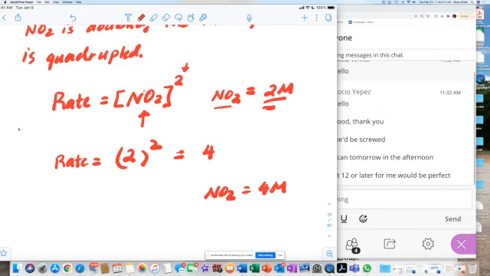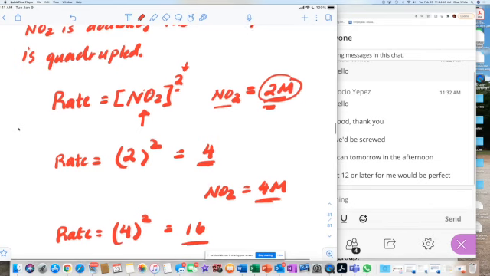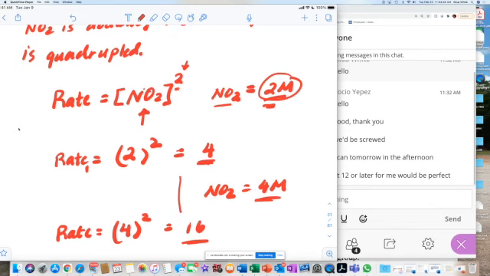NO2 always influences the rate in a second order way, okay? So now I can figure out the new rate of reaction when NO2 is doubled. 4 squared, what is this? 16. So the rate when NO2 was 2 is 4. The rate when NO2 was doubled is 16. How is the rate changed? From the original rate 1 to rate 2, you can see right here, times 4, times 4. That's why I use the word quadrupled, right? It's quadrupled because of the order.